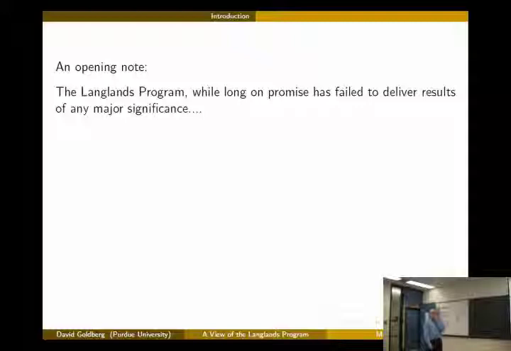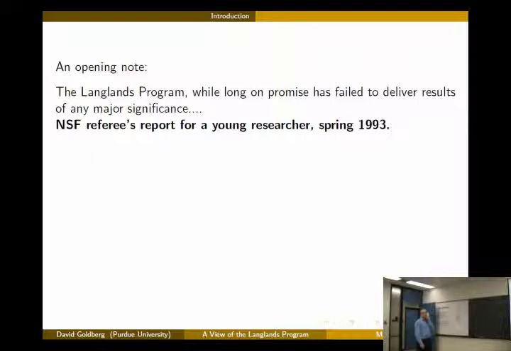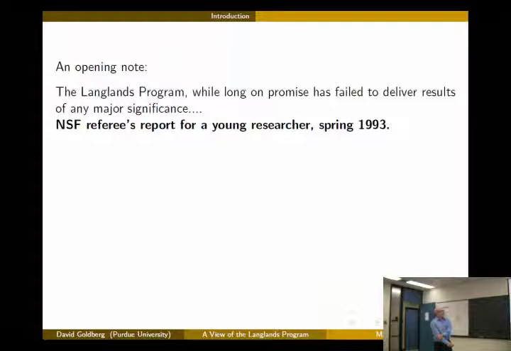It was on an NSF referee's report for a young researcher, not me, but another young researcher, in the spring of 1993. It said the Langlands program, while long on promise, has failed to deliver results of any major significance. And I thought that was interesting.